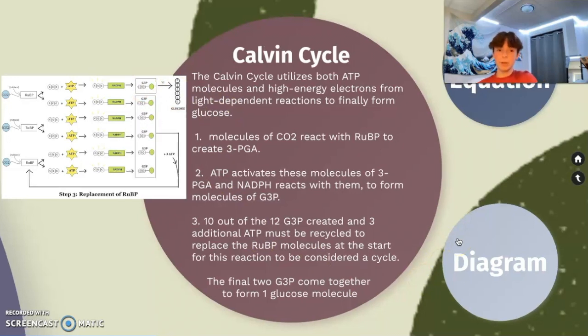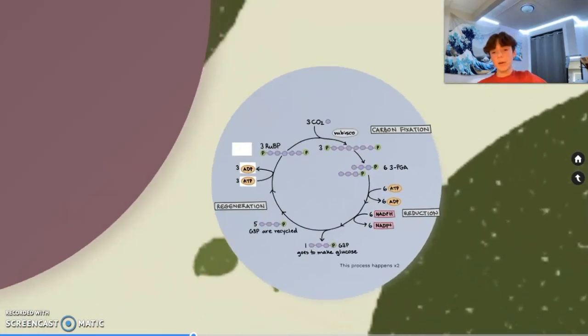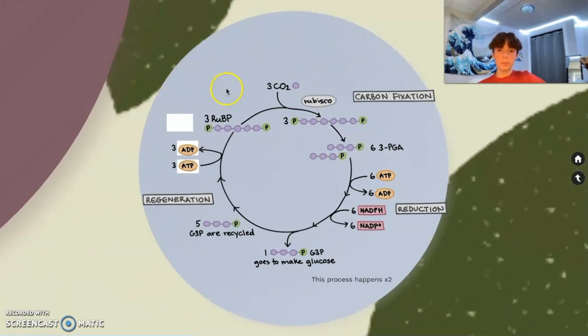Now to move on to our net equation, it uses 6 carbon dioxide, 6 RuBP, 15 ATP, and 12 NADPH to create 6 RuBP to replace the cycle, and 1 molecule of glucose. Now this may seem like a lot of ATP and NADPH wasted just to create 1 molecule of glucose, although we'll see later about how this actually is just a minuscule amount. Now, an overall diagram, which is similar to what we've had before, but shown in an actual cycle.